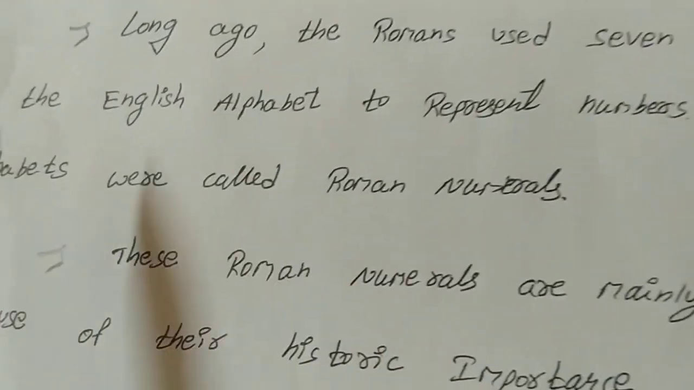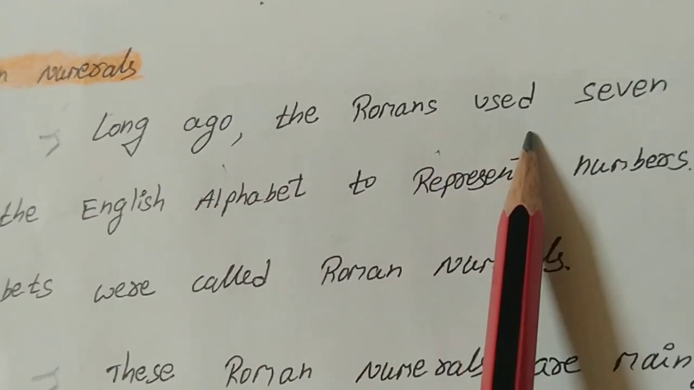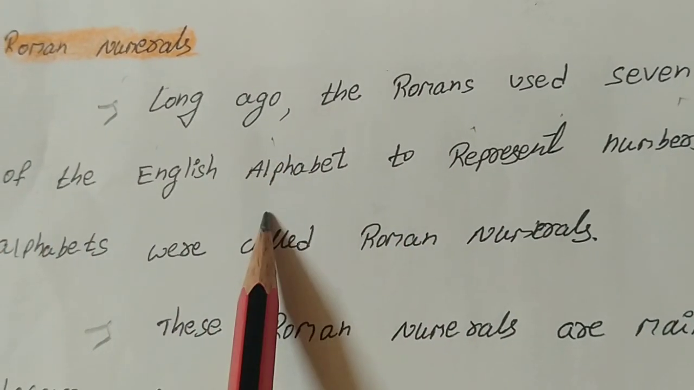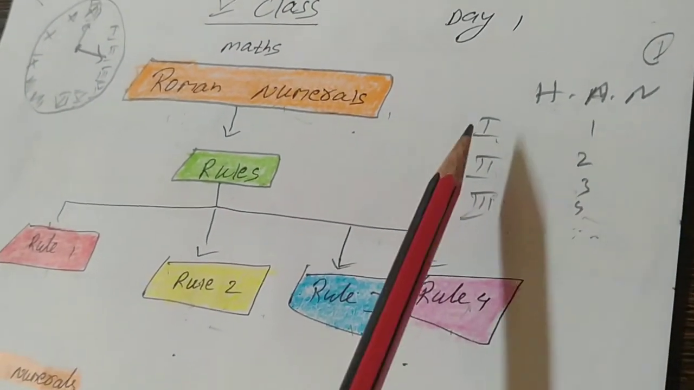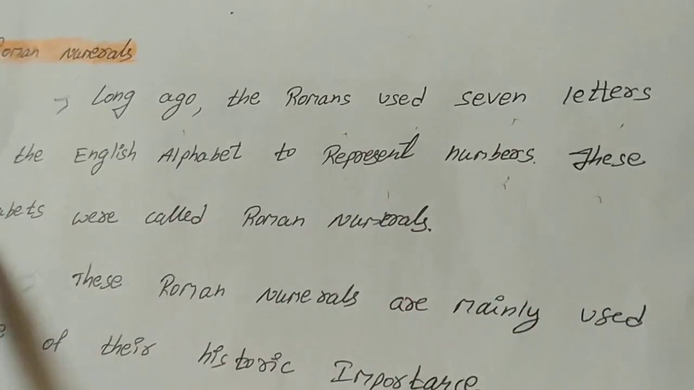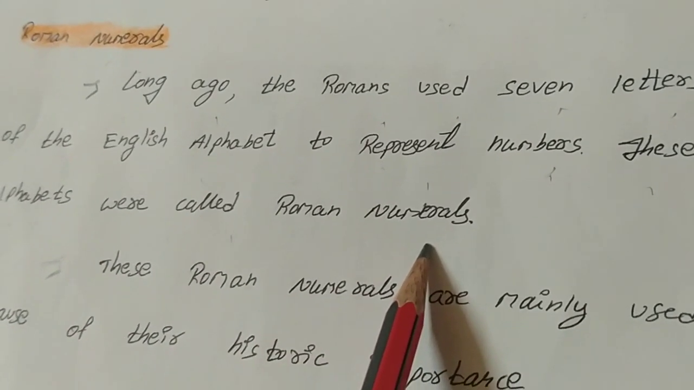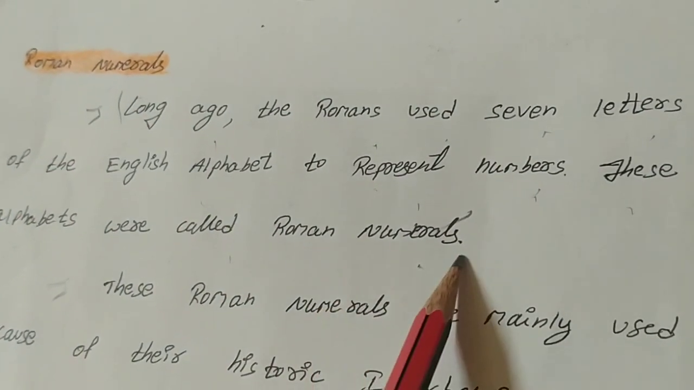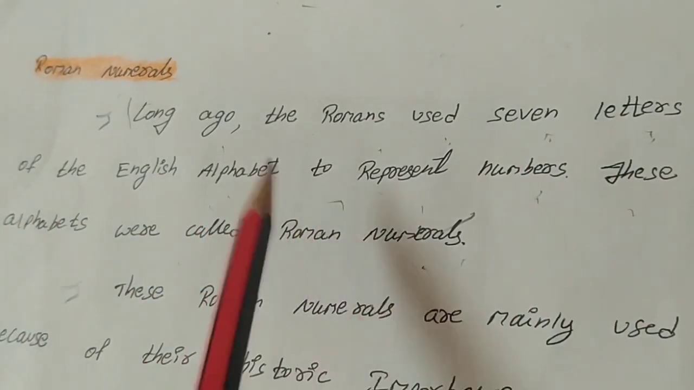Before rule number 1, first let us explain what Roman numerals are. Roman numerals are nothing but, long ago the Romans used 7 letters of the English alphabet to represent the numbers. That means, as I said already, here, look at 1, 2, 3. I represent them in English alphabets. These are Roman numerals. So these alphabets used to represent the numbers were called Roman numerals. If anyone asks you what Roman numerals are, you have to explain: nothing but the Romans used 7 letters of the English alphabet to represent the numbers.